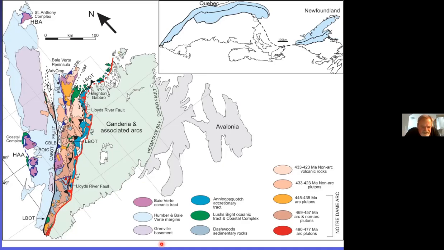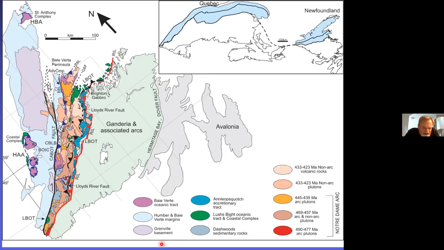Within this belt, there's a whole trail of oceanic material, called the Lushs Bight Oceanic Tract, which consists of boninitic rocks, island arc tholeiites, gabbros, and some ultramafic mantle material, which forms basically the basement into which these plutons intruded.